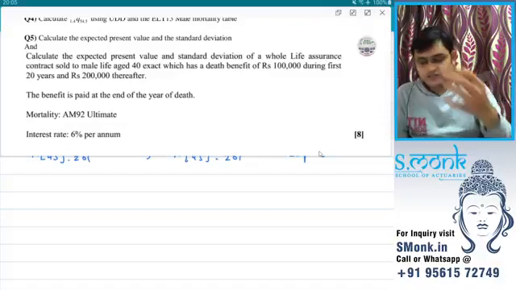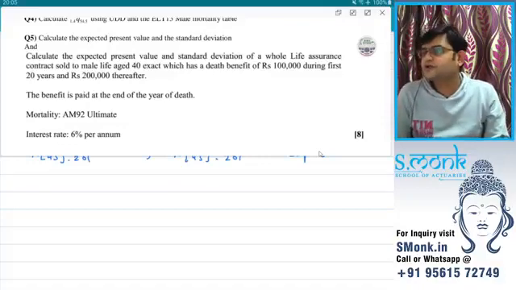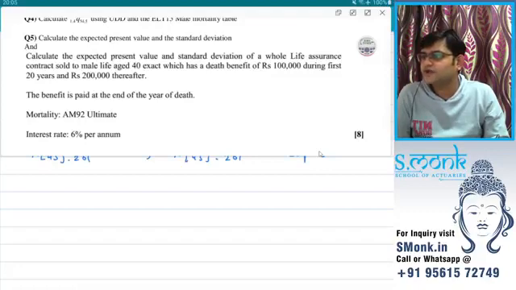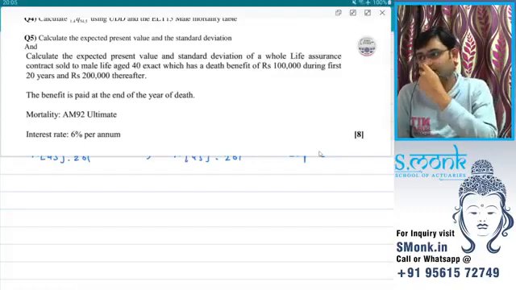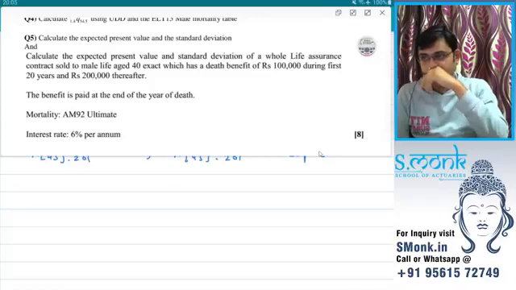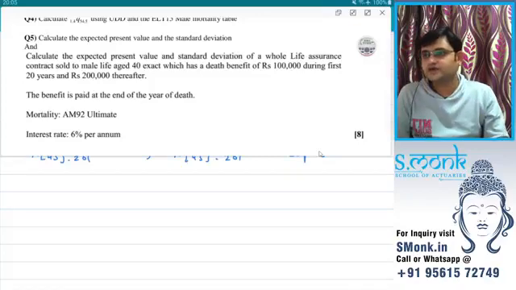Question number 5 says, calculate the expected present value and the standard deviation of a whole life assurance contract sold to a male life aged 40, which has a death benefit of 100,000 during the first 20 years and 200,000 thereafter. The benefit is paid at the end of the year of death.